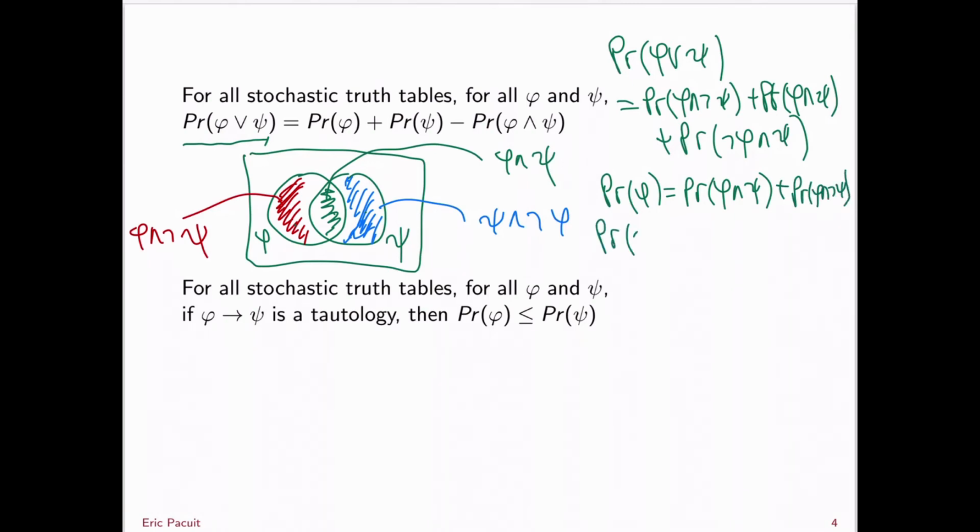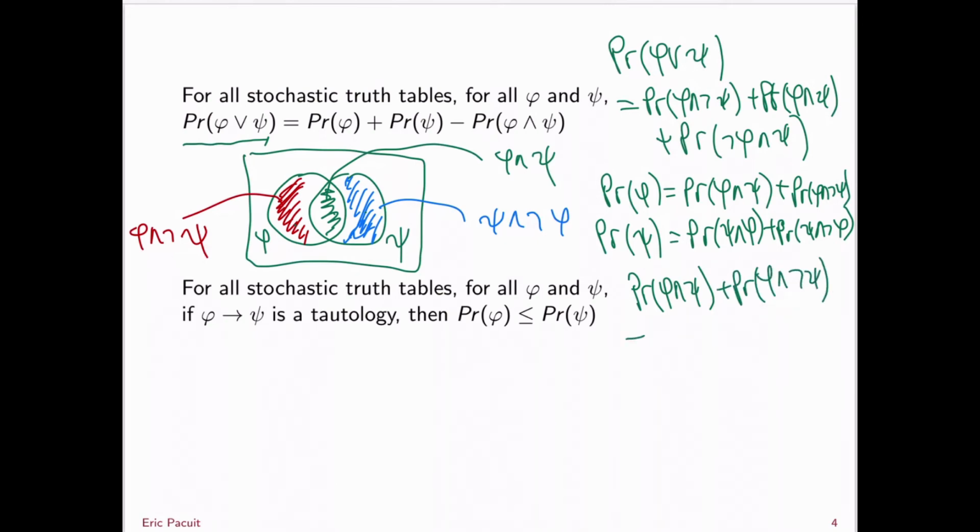The probability of psi is going to be equal to the probability of psi and phi plus the probability of psi and not phi. So if we were to add the probability of phi plus the probability of psi, we would get the probability of phi and psi plus the probability of phi and not psi plus the probability of psi and phi plus the probability of psi and not phi.